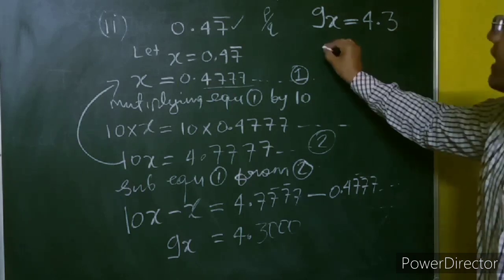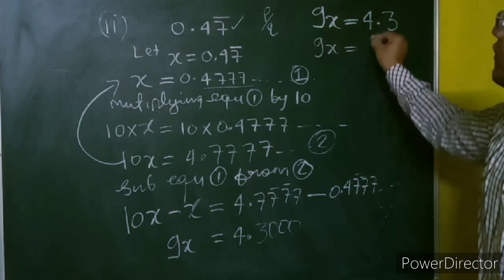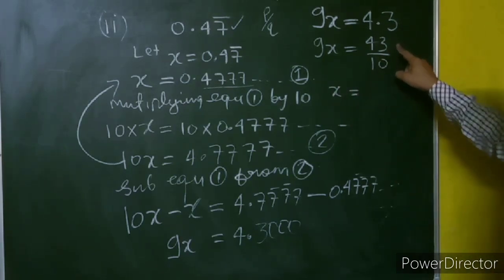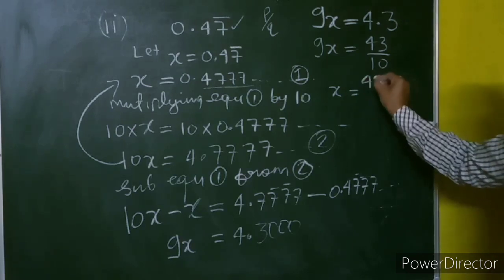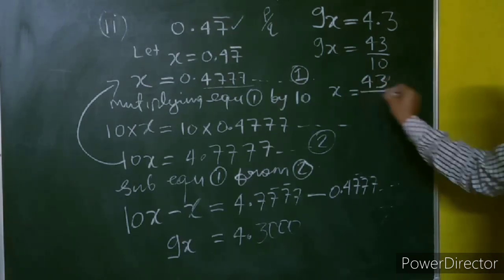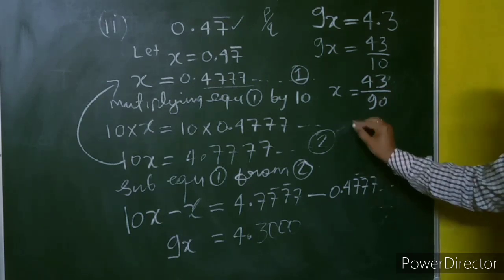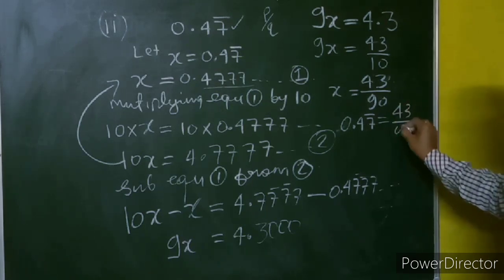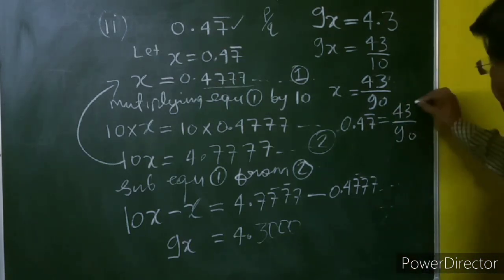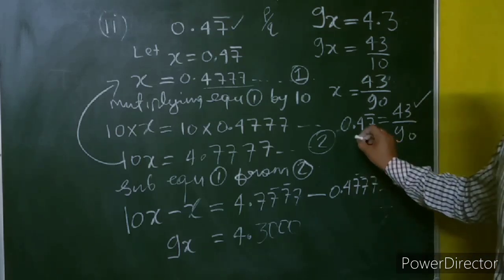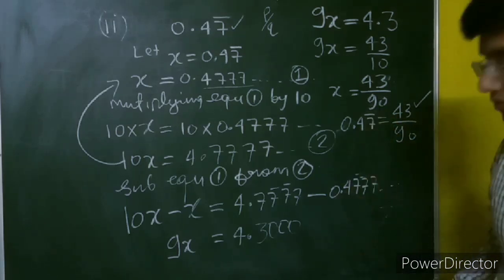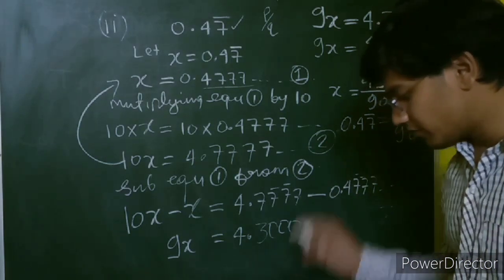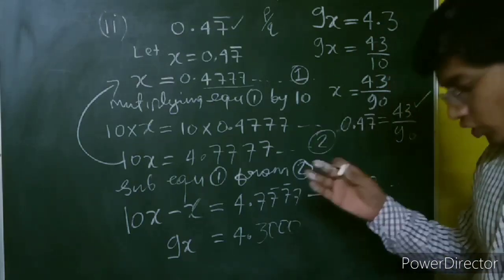4.3. So we can say that 9x equals 43 upon 10, or we can say that x equals 43 upon 10 nines are 90. So we will have 43 upon 90, or we can say 0.47 bar equals 43 upon 90. This is the rational expansion of 0.47 bar.